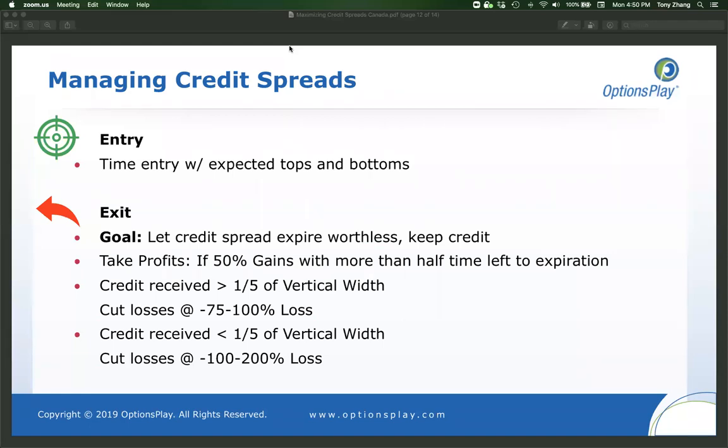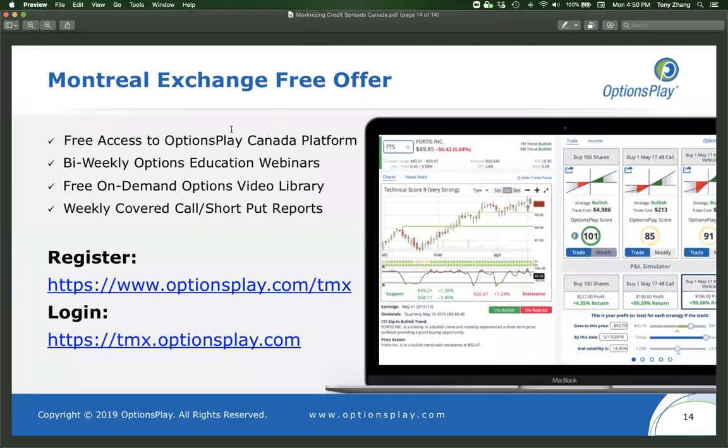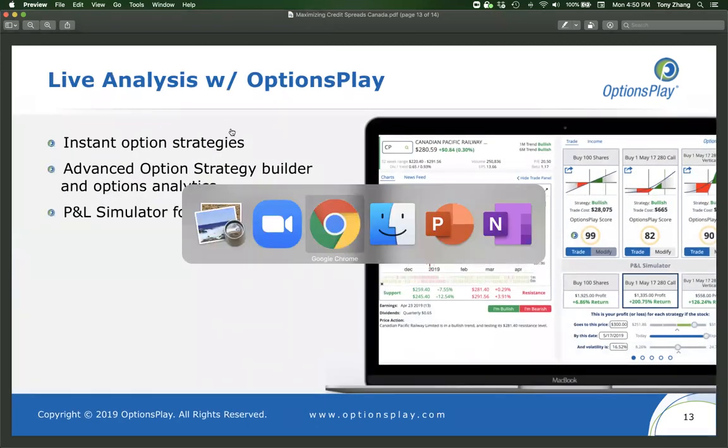Keep in mind that when you do have an early assignment on credit spreads, it does not change the risk profile of the overall trade. It certainly changes the trade for you, but it doesn't change the overall risk of the trade. So keep in mind that when you sell a credit spread, you put yourself at a higher risk of assignment. So with that, I want to jump over to Options Play.